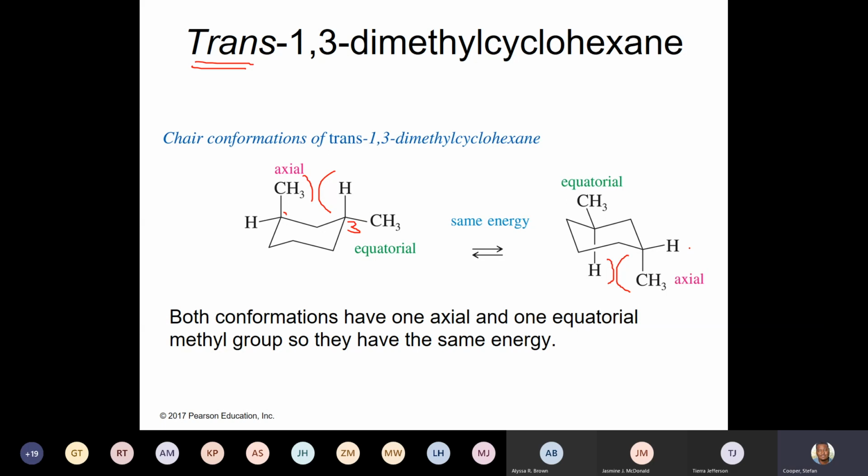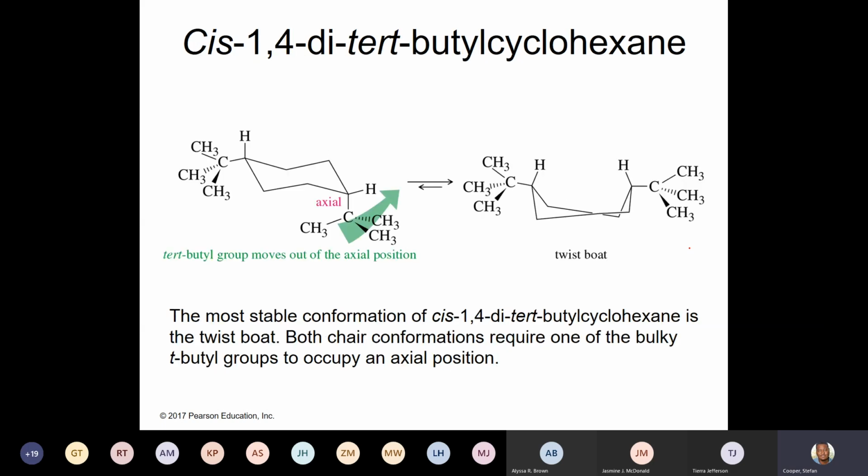All right, let's take a look at cis 1,4-di-tert-butyl cyclohexane. All right, so what's going on here with cis? They have to be on the same side. So here they got one tert-butyl group on the bottom. They got another one on the bottom, right? But this is equatorial here, and this one is axial, right?